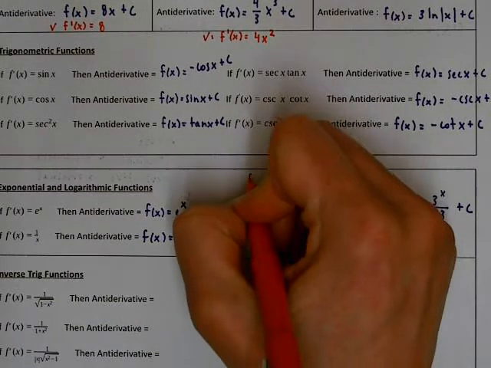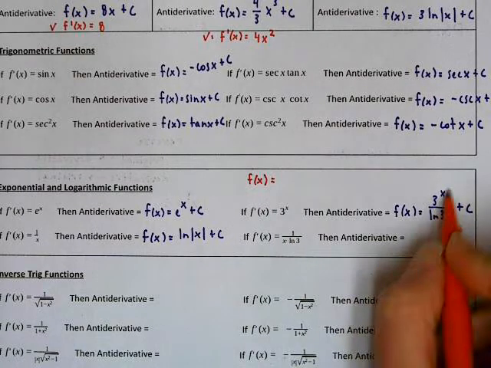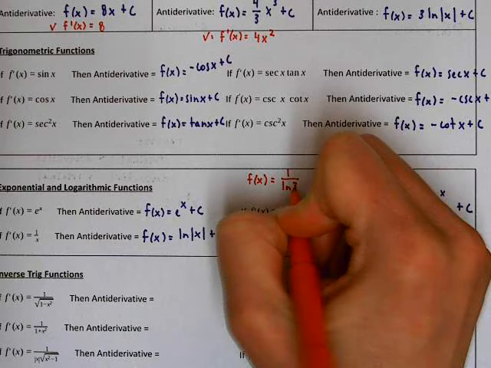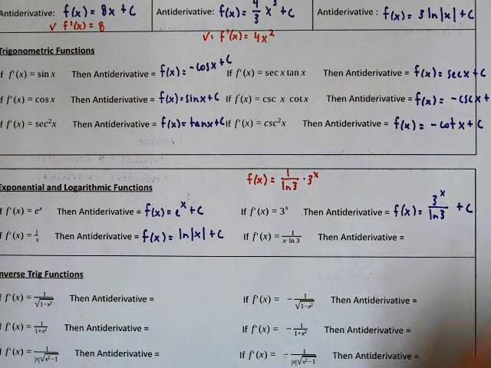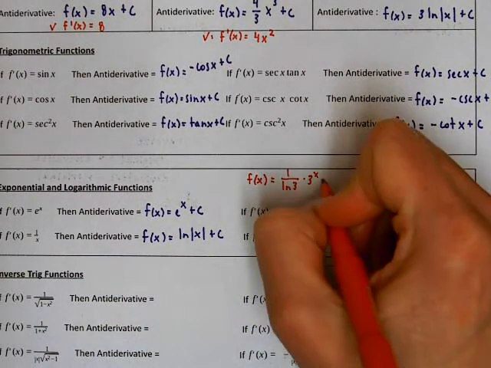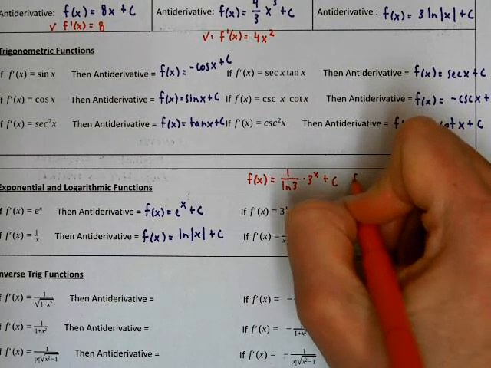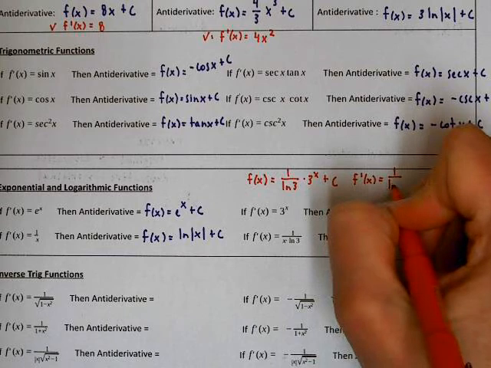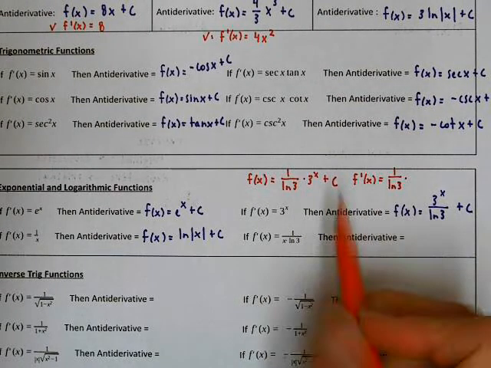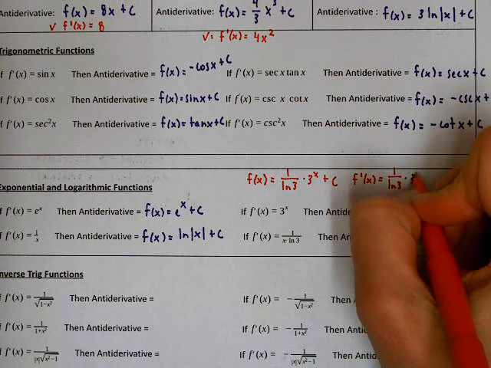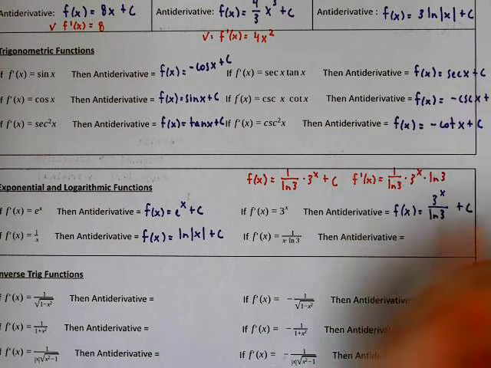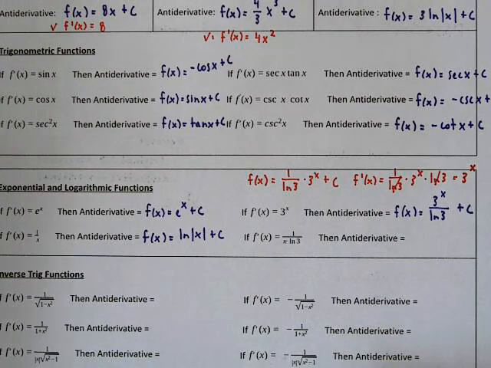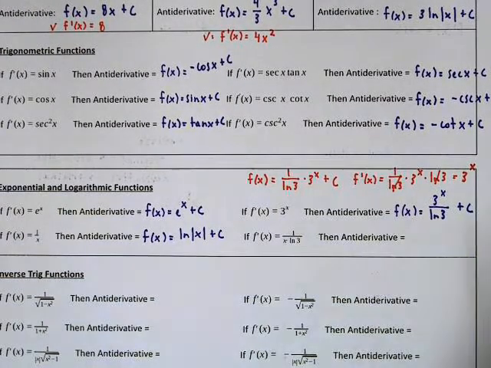Let's say my function is 3 to the x over natural log of 3. Now I'm going to rewrite that as 1 over the natural log of 3 times 3 to the x, plus c, I should keep that too. Now my derivative, 1 over the natural log of 3 is just a constant, so I'm going to keep that, times the derivative of 3 to the x, which is 3 to the x times the natural log of 3. So now I can see these cancel, and I just get 3 to the x. And plus c, the derivative goes to 0. So I can see it checks out.